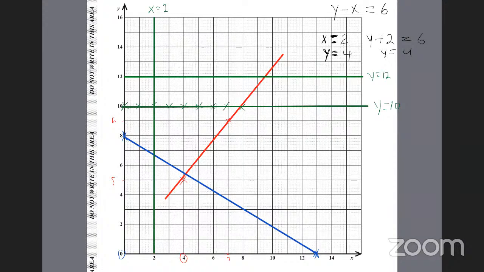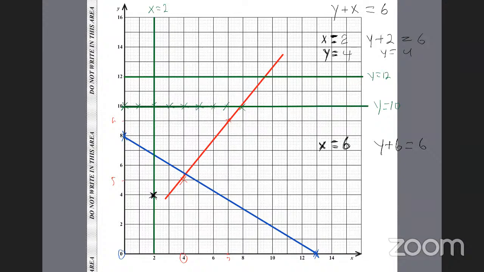Before I forget, I want to plot it one time. X is 2, Y is 4. So I plot it one time for you there in black. Y'all see that? I'm going to pick any other point I want. It doesn't matter, right? Let's pick X is 6. X is 6. So Y plus 6 is equal to 6.